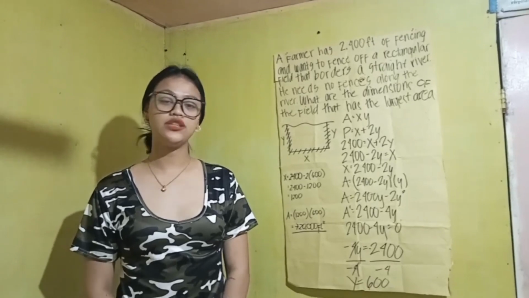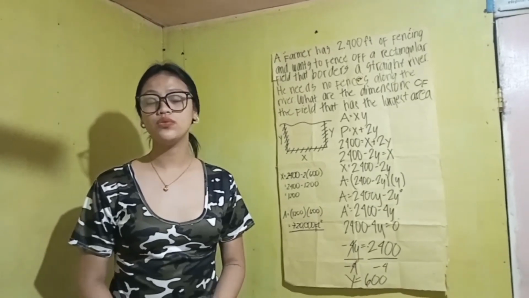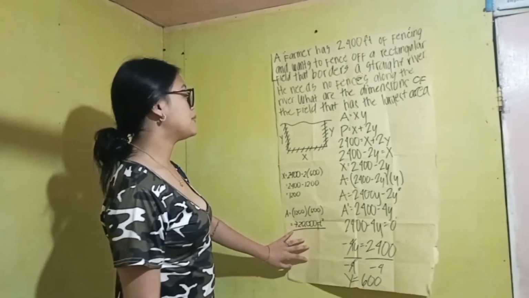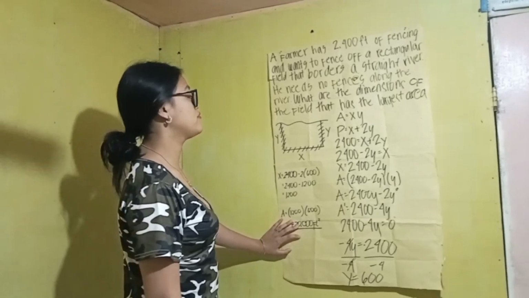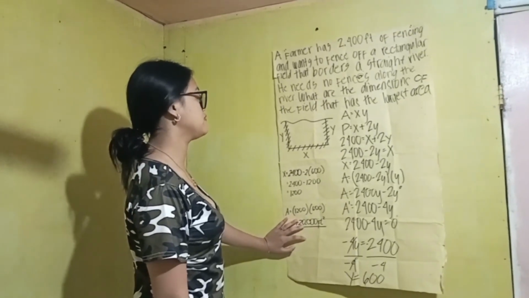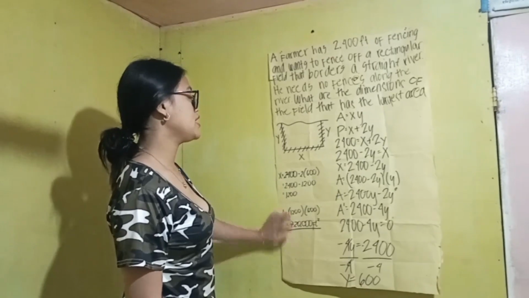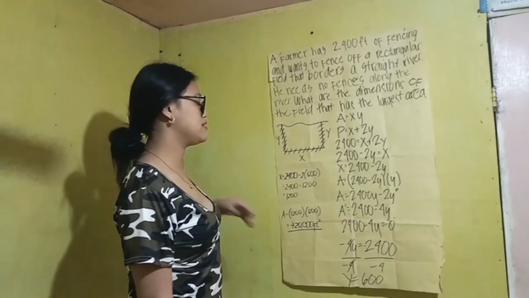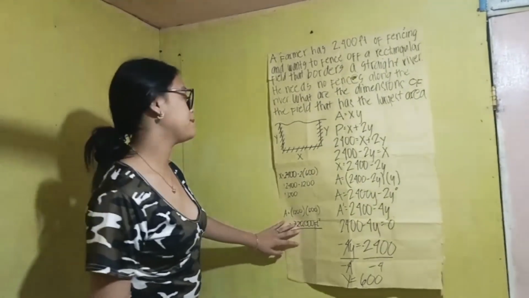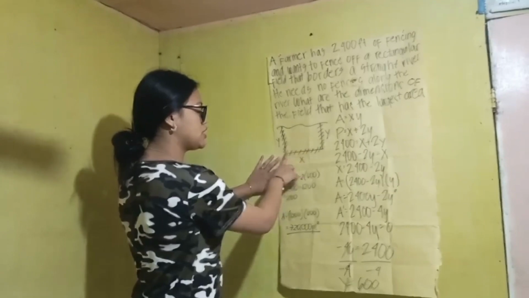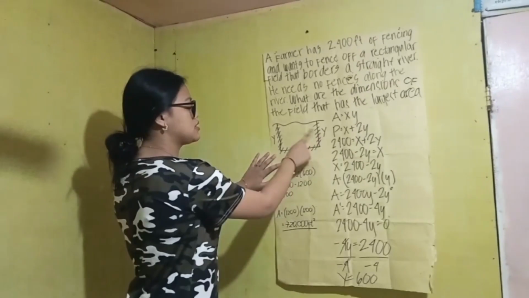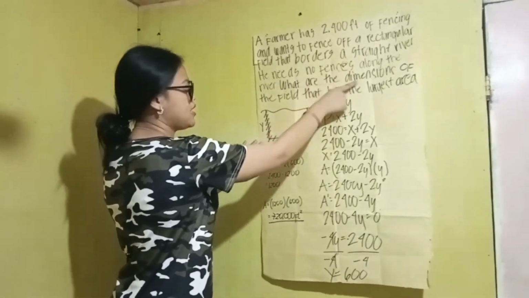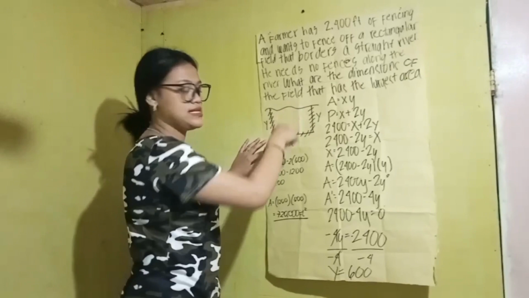Good day, Miss. I'm here to show you my optimization real life problem. A farmer has 2,400 feet of fencing and wants to fence a rectangular field that borders a straight river. He needs no fence along the river. What are the dimensions of the field that has the largest area? For example, this is the rectangle and there are 3 borders, because in the problem, it needs no fence along the river, so this side has no fence.